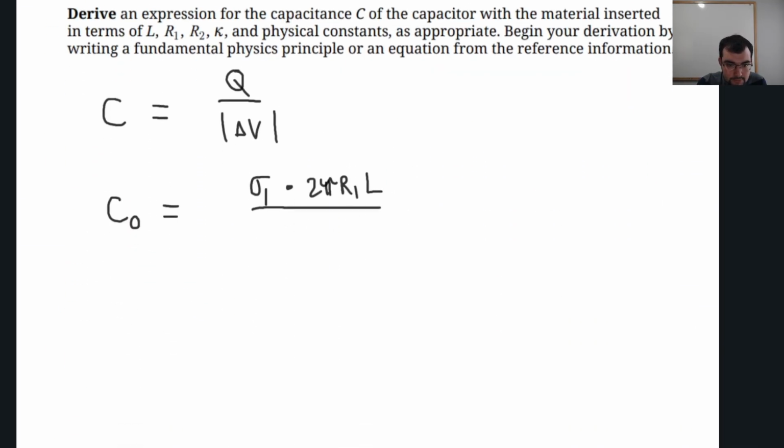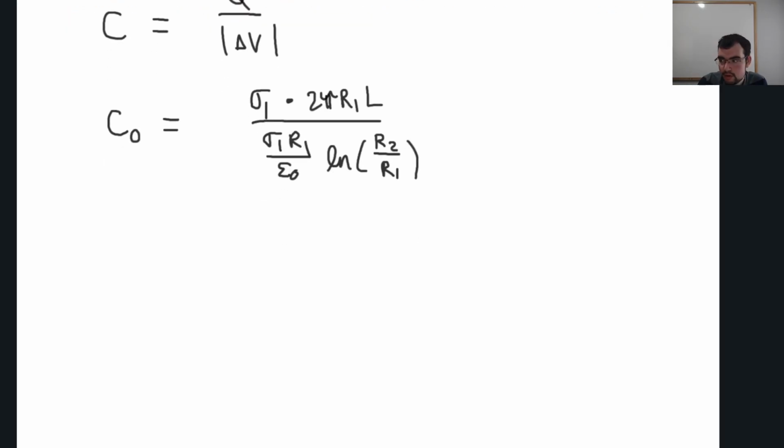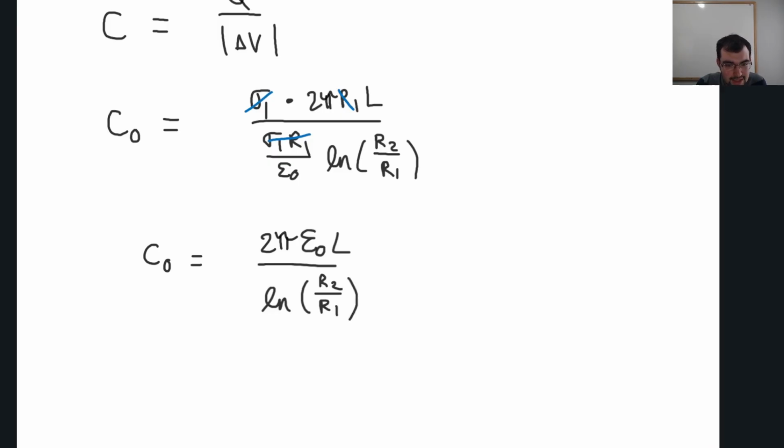Sigma 1 R1 over epsilon naught ln of R2 over R1. And now a whole bunch of stuff does cancel. So the sigma 1 R1 does cancel from both the top and the bottom. So we're going to be left with the capacitance in a vacuum is 2 pi epsilon naught L divided by the natural log of R2 over R1. But that's not quite what we wanted, right?